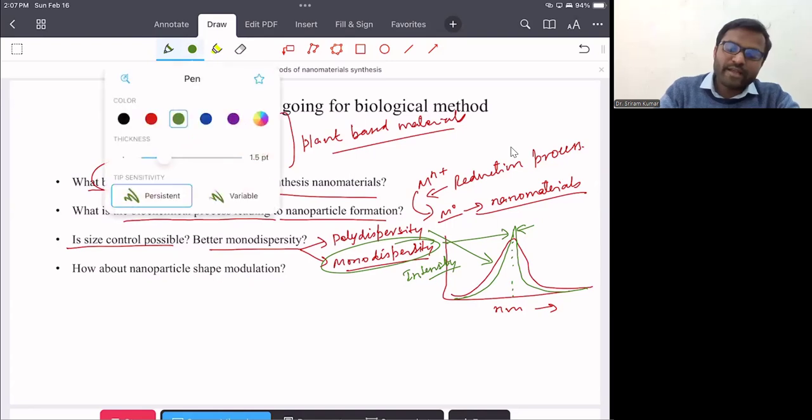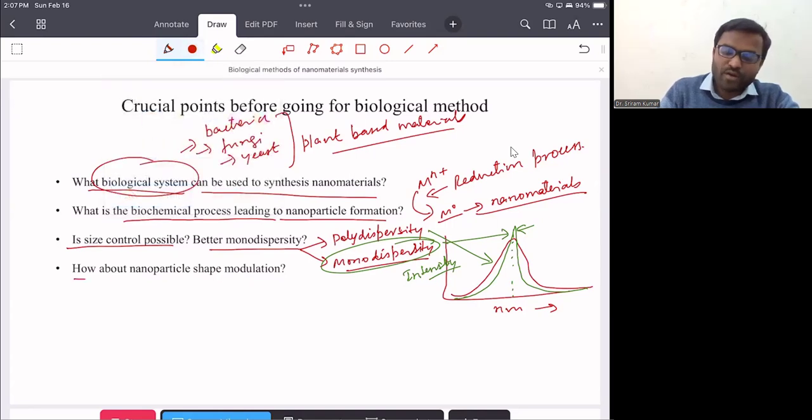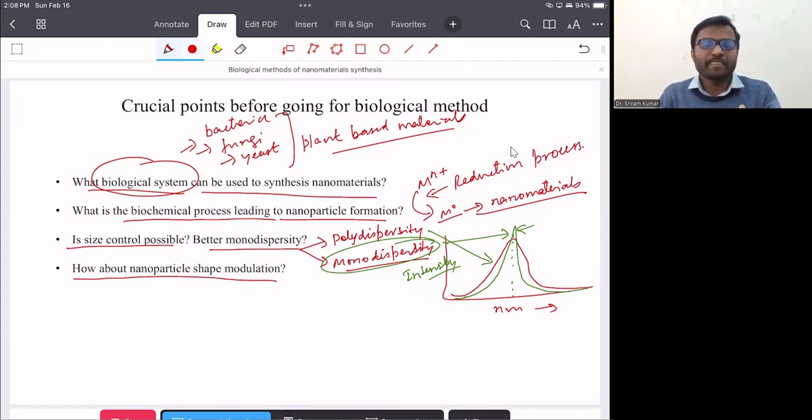And we have another important question: how about nanoparticle shape modulation? Can we control the shape and size of the nanomaterial? These are very important questions if we are opting for biological methods.